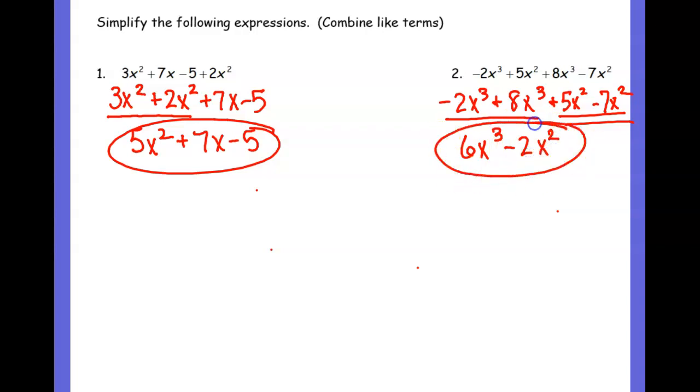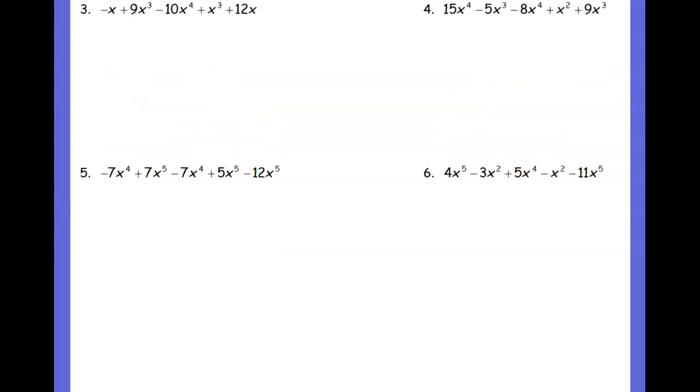Now notice I didn't change the exponents. When you're combining your like terms, the base and the exponents stay the same. Okay, moving on to our third example here.